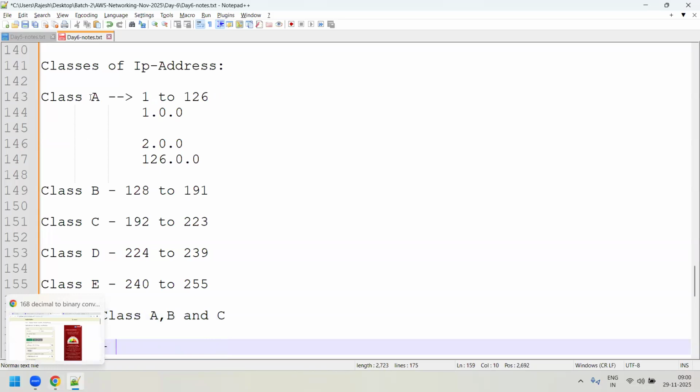Whereas it will accept the other IP addresses, like class A, class B, class C. It will take up these IP addresses. Am I clear, sir?